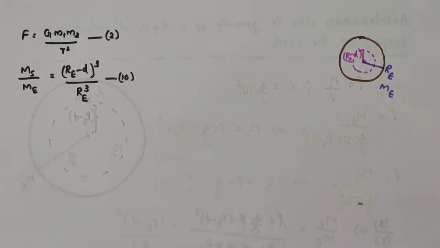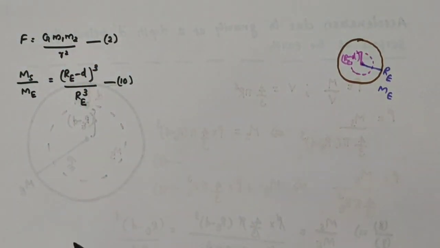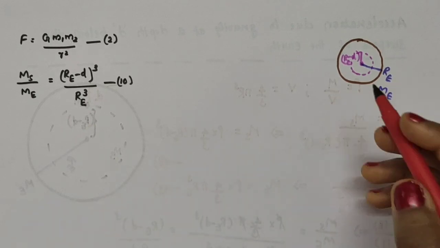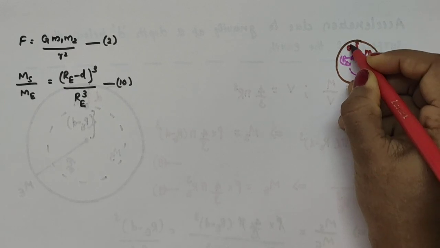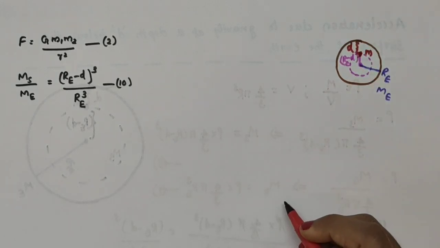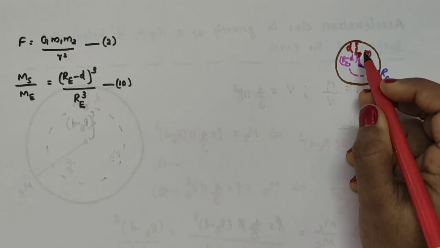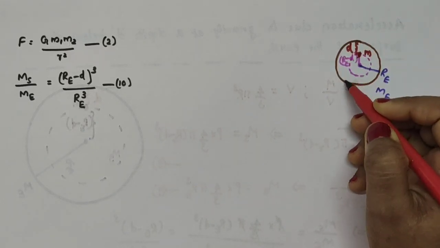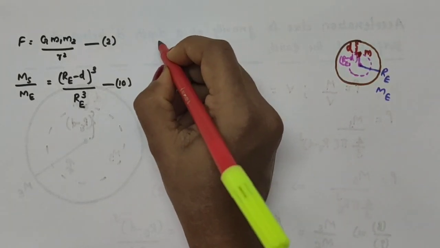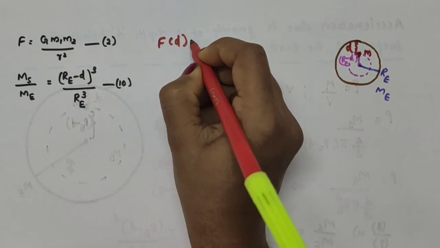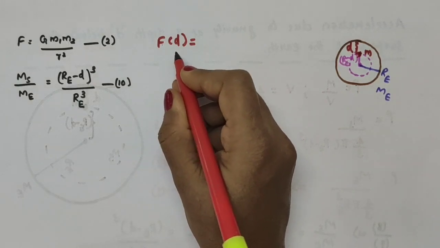Now, from equation number 2, we have F is equal to G m1 m2 divided by r square. So, the force on the point mass m, which is at a depth small letter d from the earth's surface, due to the smaller sphere of mass ms can be written as F of d. That is the force on the point mass at a depth d below the surface of the earth, so I am writing that force as F of d.